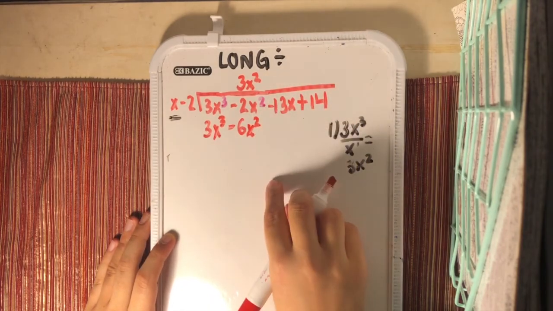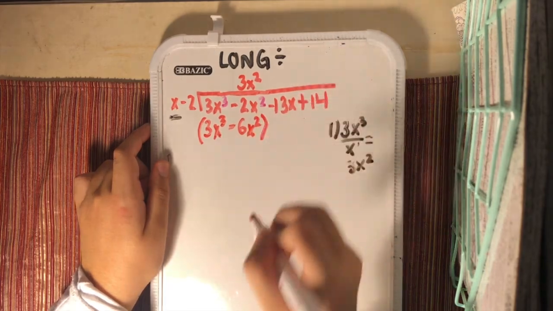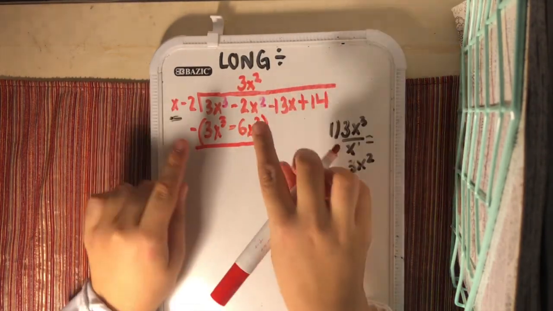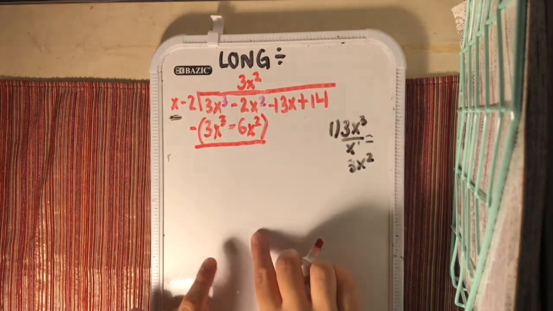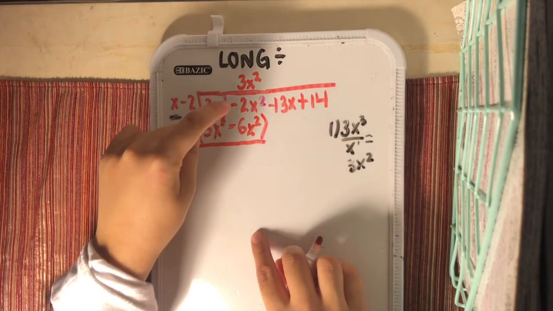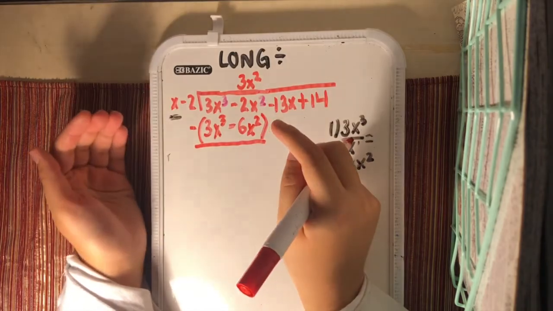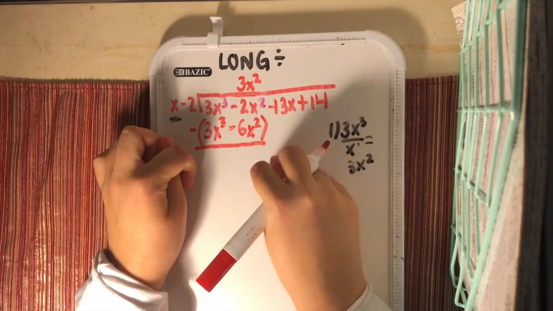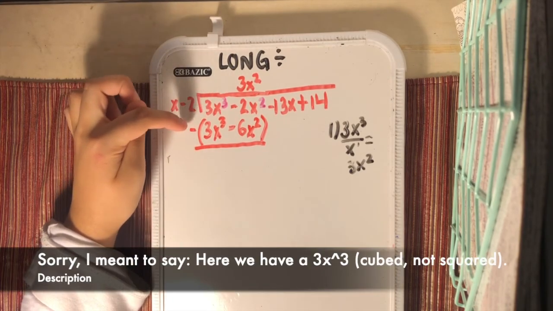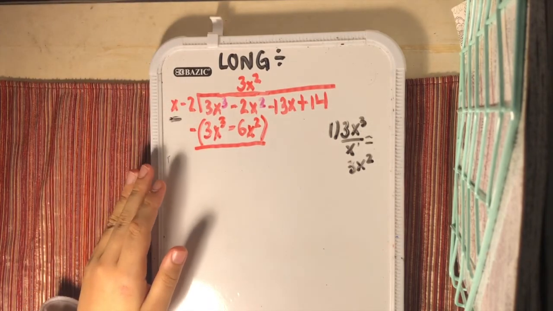And now what you're going to do is take this, put it in parentheses, and subtract it from the two terms that are directly above it. So we're going to do 3x cubed minus 3x cubed and negative 2x squared minus 6x squared. So we're going to be subtracting the like terms. Here I have a 3x cubed minus 3x cubed. That cancels out, right? That's going to equal 0.